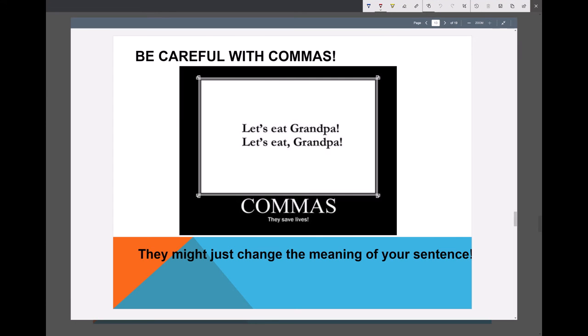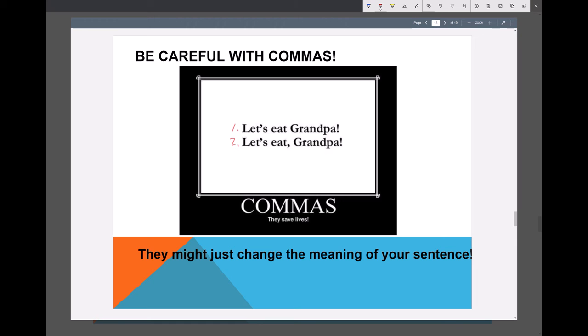Now take a look at this sentence. We should be careful with grammar, commas, especially with sentences that can be confusing. Take a look at both sentences. Here's 1 and here's 2. What do you think sentence 1 means, and how is it different from sentence 2?